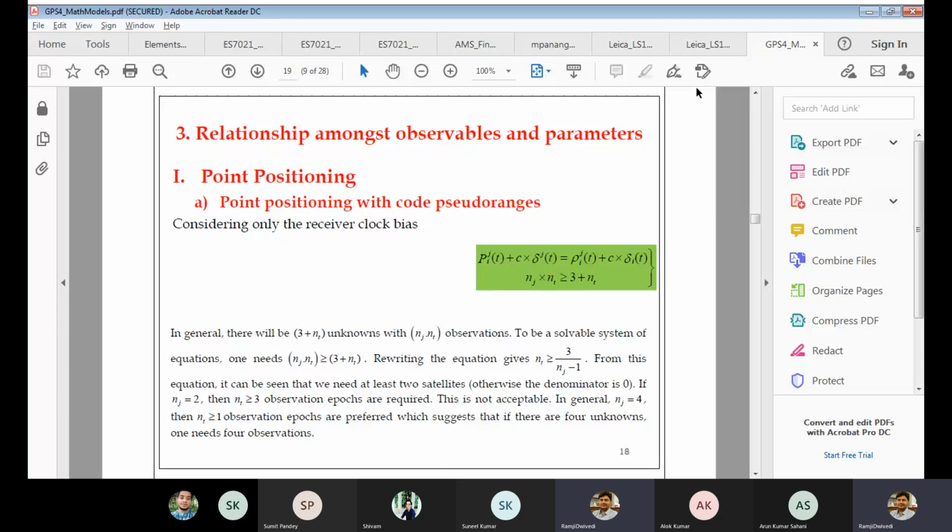Why is it hidden? Because when you open up this equation, it is the distance equation between 2 points, which is the satellite x minus receiver x square plus satellite y minus receiver y square plus satellite z minus receiver z square. So the x, y, z of the receiver is your unknown, plus the clock error, which depends on the epoch, Nt. So can you now write this equation as Nj cross Nt should be greater than or equal to 3 plus Nt? Just observe it.